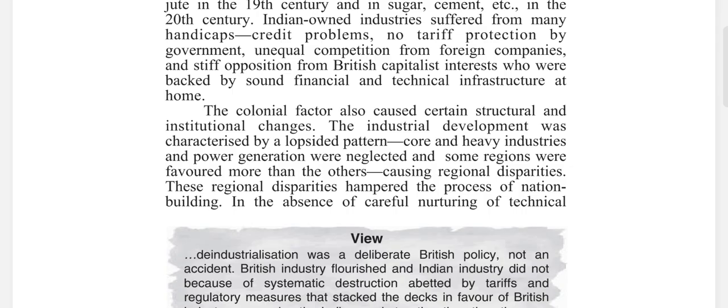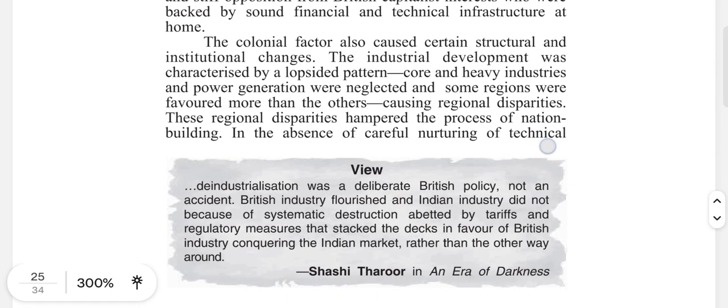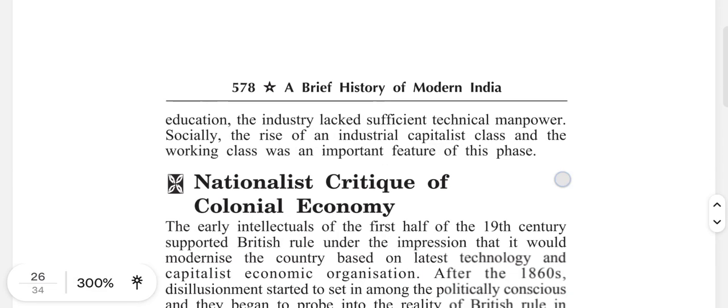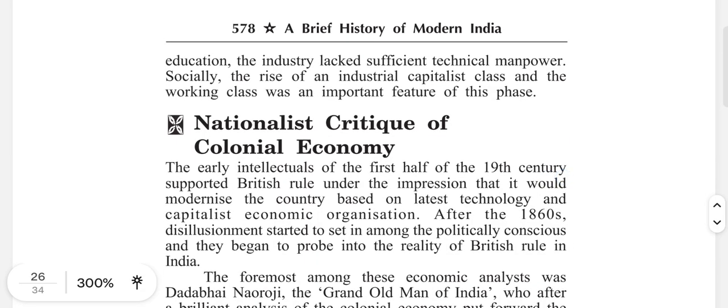In the absence of careful nurturing of technical skills, deindustrialisation was a deliberate British policy, not an accident. British industry flourished, and Indian industry did not because of systematic destruction, abetted by tariffs and regulatory measures that stacked the decks in favor of British industry conquering the Indian market, rather than the other way around. Shashi Tharoor, in An Era of Darkness.